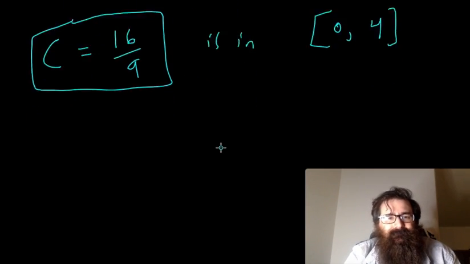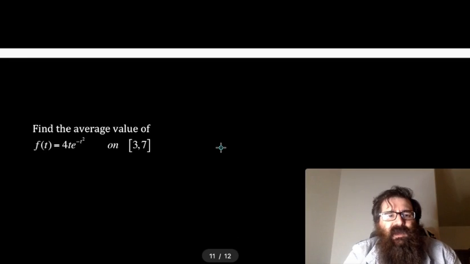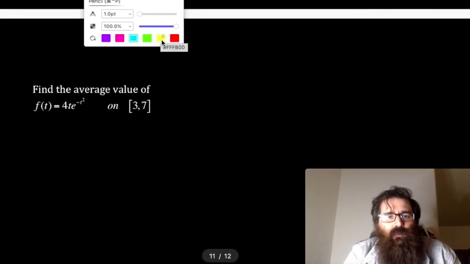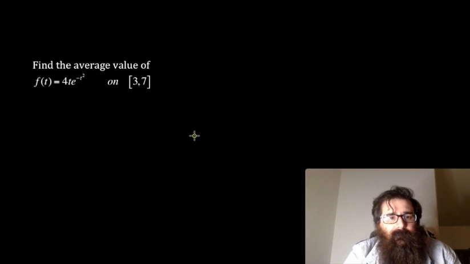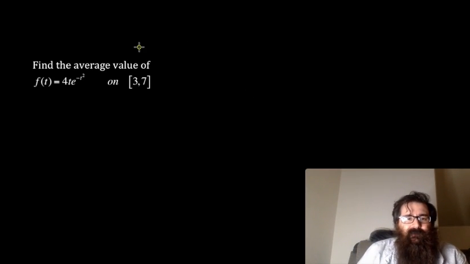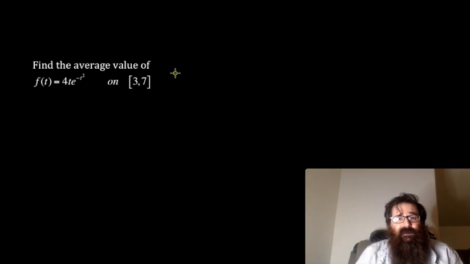Not so bad, right? Let's take a look at one last example for this section, and then we're going to yeet on out of here. We want to find the average value of the function 4t times e to the negative t squared on the interval from 3 to 7.